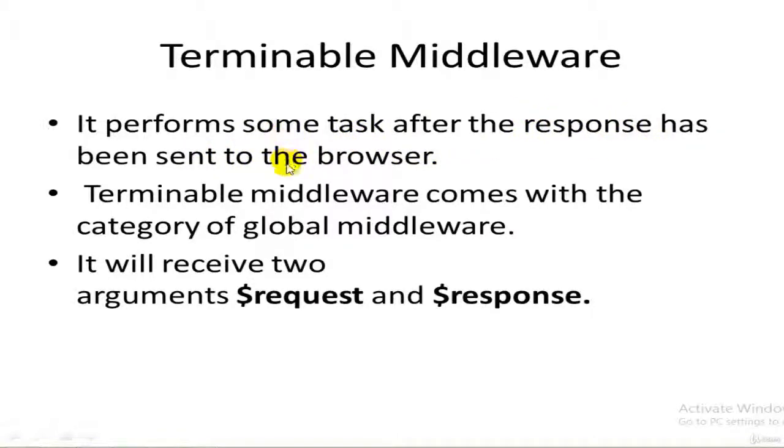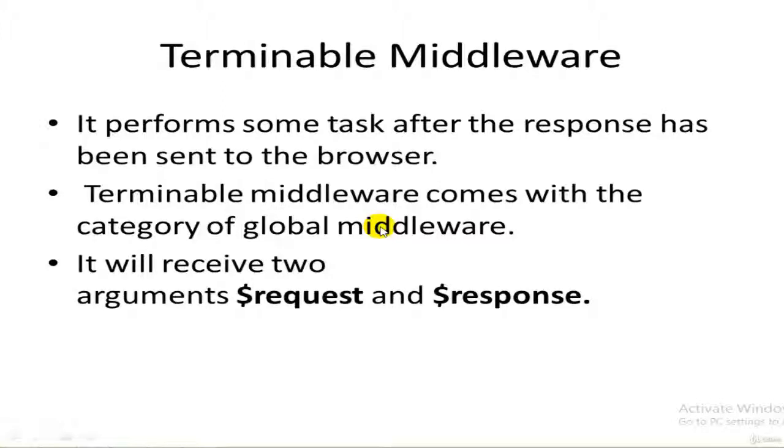The response which has been sent to the browser, and the task performed with the help of middleware, it will make an analysis of that and accordingly it will terminate. Another thing: terminable middleware comes under the category of global middleware. We saw role middleware, how it is under the route middleware category and how it is displayed in the browser. Terminable middleware comes under global middleware. It receives two arguments, that is $request and $response.